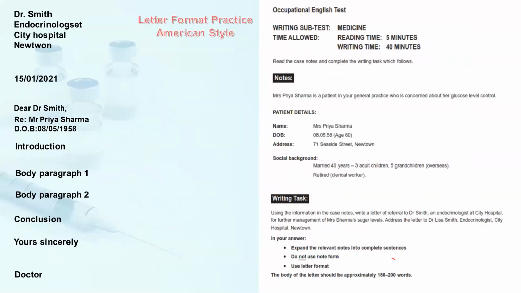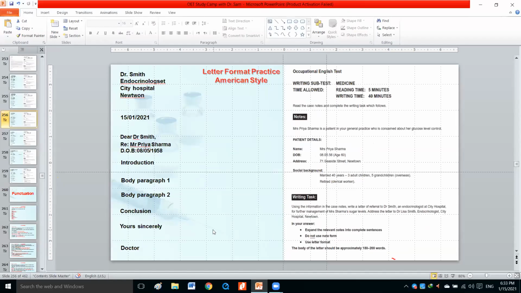Dr. Muhammad, this is your task, to write a letter format in American style. In the writing task here, using the information in the case notes, write a letter of referral to Dr. Smith, an endocrinologist at City Hospital, for further management of Mrs. Sharman's sugar levels. Address the letter to Dr. Lisa Smith, Endocrinologist, City Hospital, Newtown. Are you ready? So start, please.